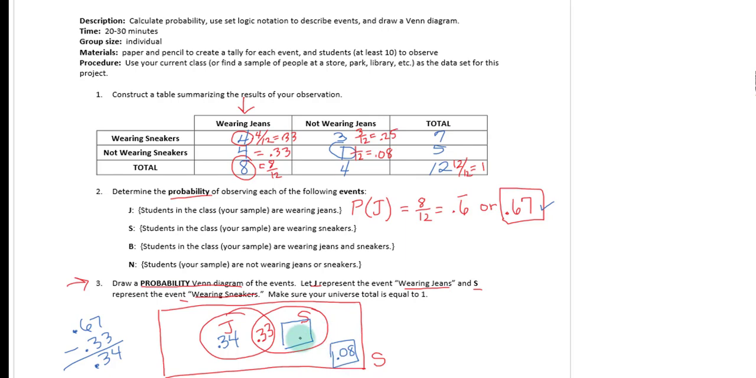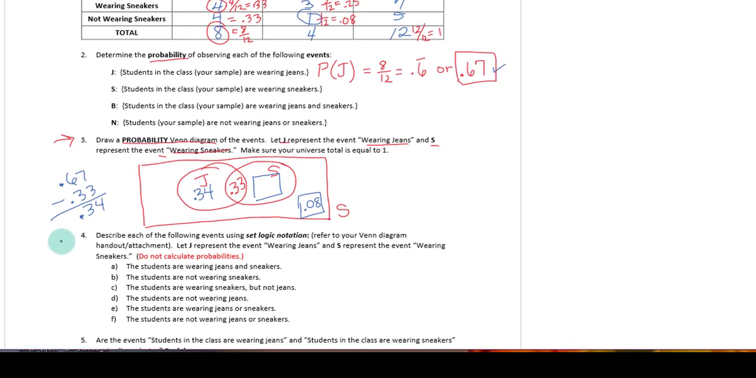So that's what's going to help me fill in this missing probability here, because you know that the total must equal 1. So I hope you're going to be able to do this with the numbers you come up with from your observations. Moving on to part 4.